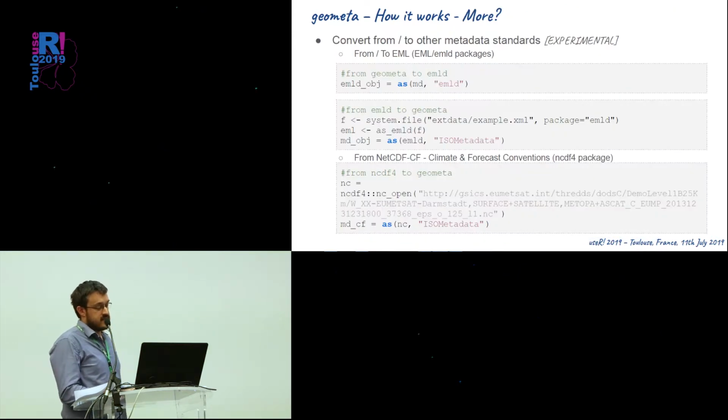Converters, so the idea is that we try to have a generic converter behind, but then for the user, we use the generic function as. So basically, you take an object from geometa and you try to convert it to EML, Ecological Metadata Language. You can do the reverse thing. You can try to do the same for NetCDF CF. So this is still really experimental because we are trying to make it as generic as possible.